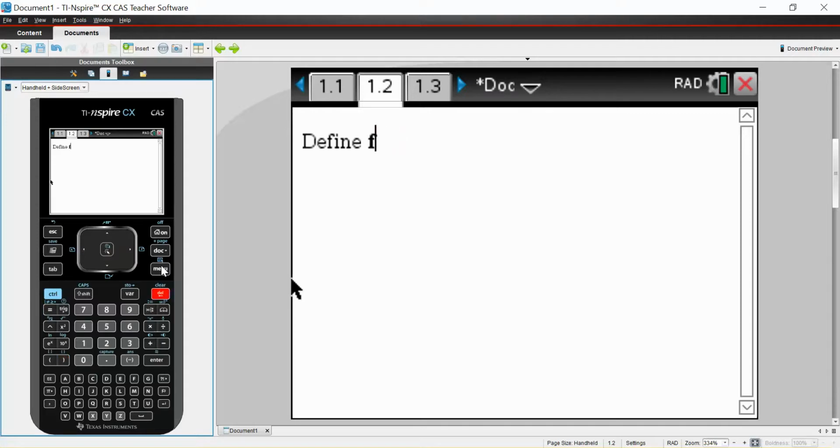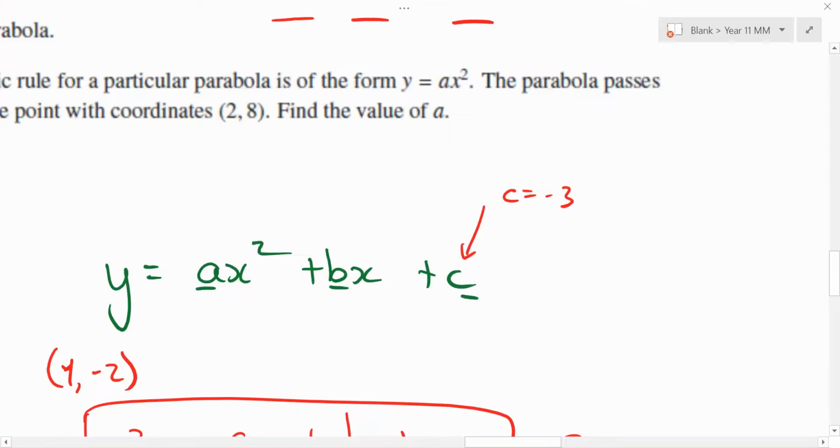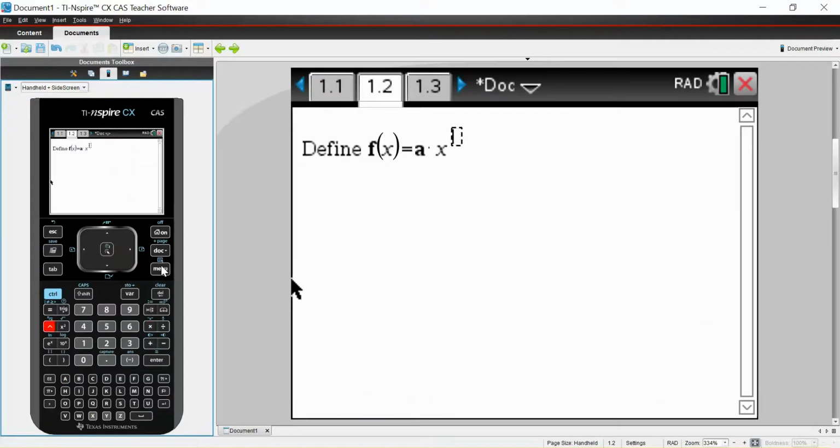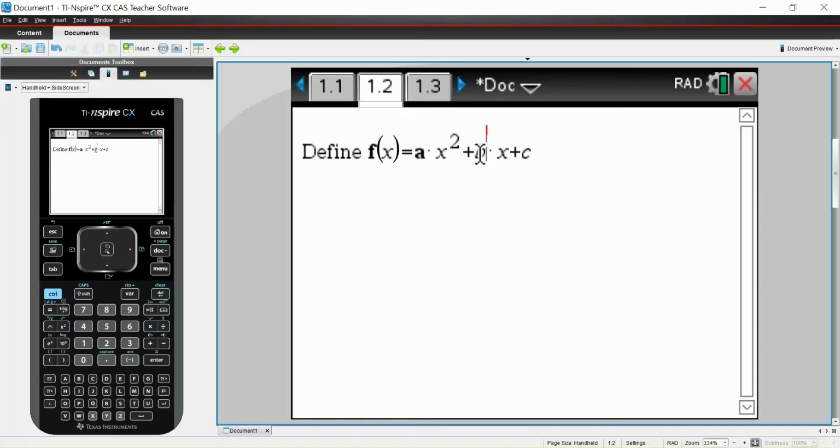So it's f, bracket, x, bracket, is equal to a times x squared plus b times x plus c. Notice I'm writing b times x rather than bx because the calculator won't know that these are 2 different numbers, b and x. It just thinks bx is the same number. So make sure you write a times x squared and then plus b times x plus c.